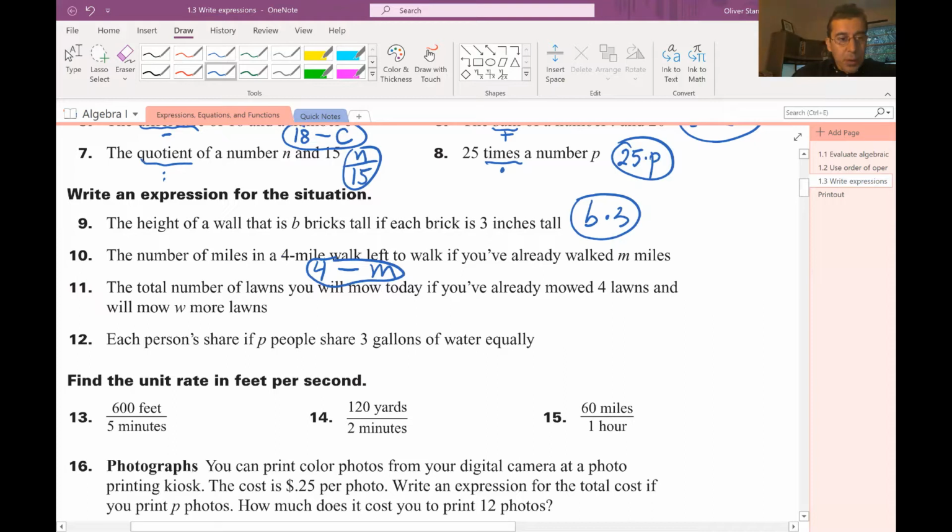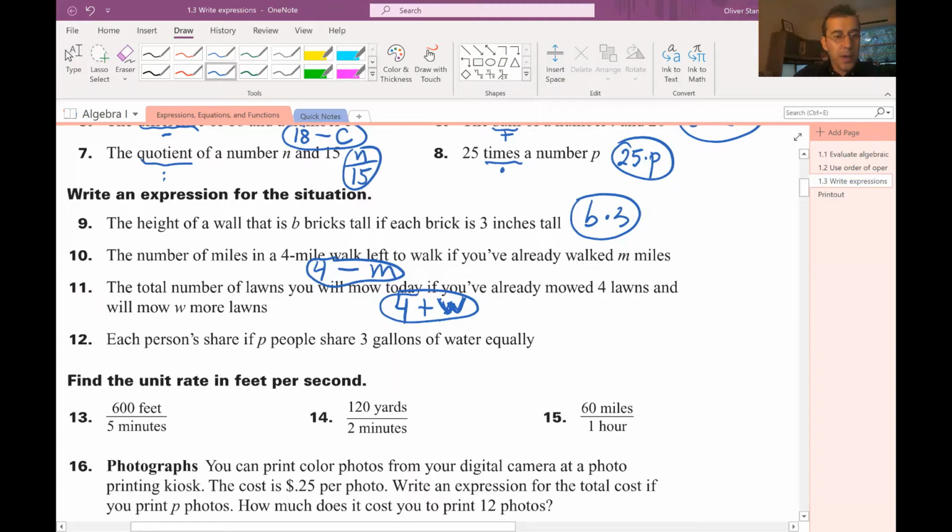Number 11, the total number of lawns you will mow today if you've already mowed 4 lawns and will mow W more. So you've already mowed 4 lawns, so that is 4, and then plus how many more you're going to mow? W. So the total number of lawns you will mow today is 4 plus W, right? Because 4 you've already mowed, and W is what you're going to mow later on today. So the expression is 4 plus W.